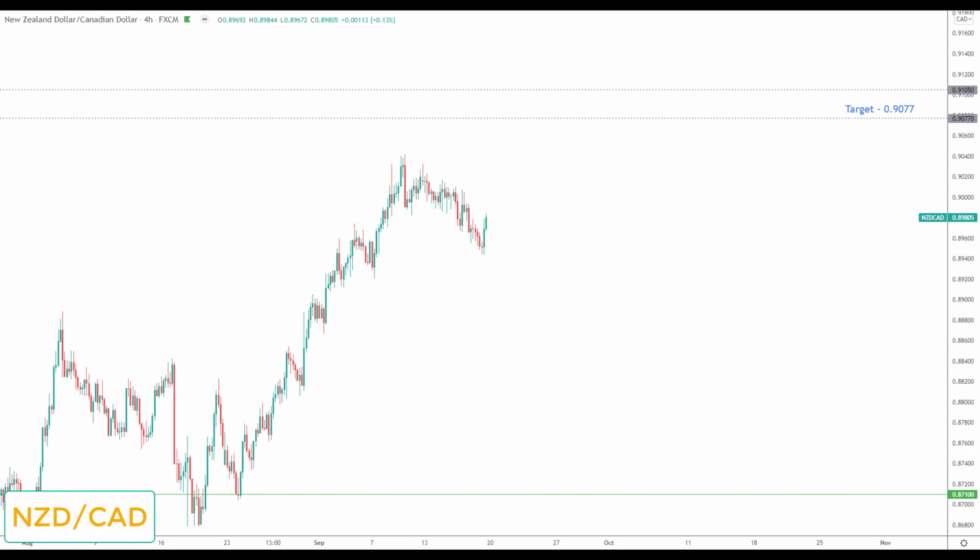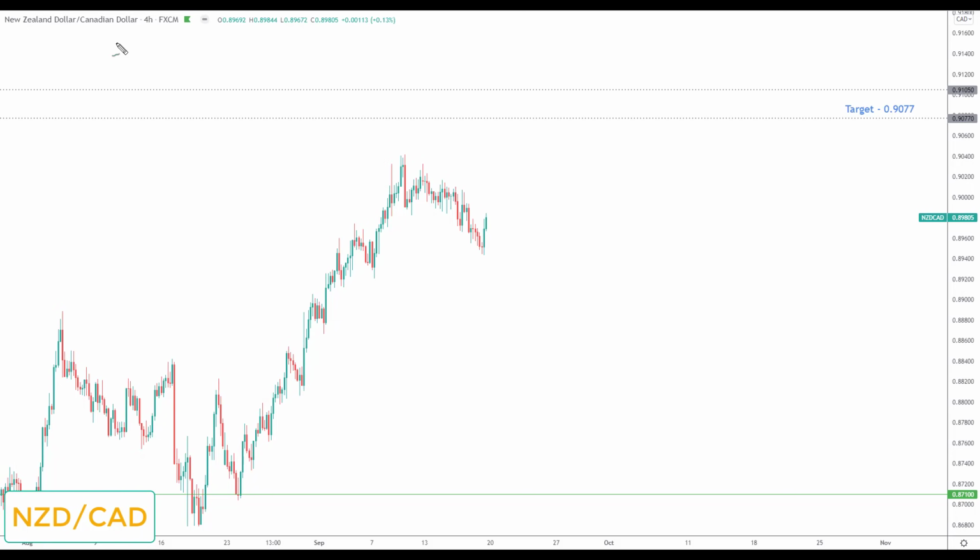Next is New Zealand CAD. Now, because we have two commodity currencies instead of a commodity currency and a risk-off currency, we have to look at which currency is more exposed to the US dollar, and that is the New Zealand dollar. So when the US dollar rises, the New Zealand dollar tends to fall faster than the Canadian dollar, and when the US dollar falls, the New Zealand dollar tends to rally faster than the Canadian dollar.